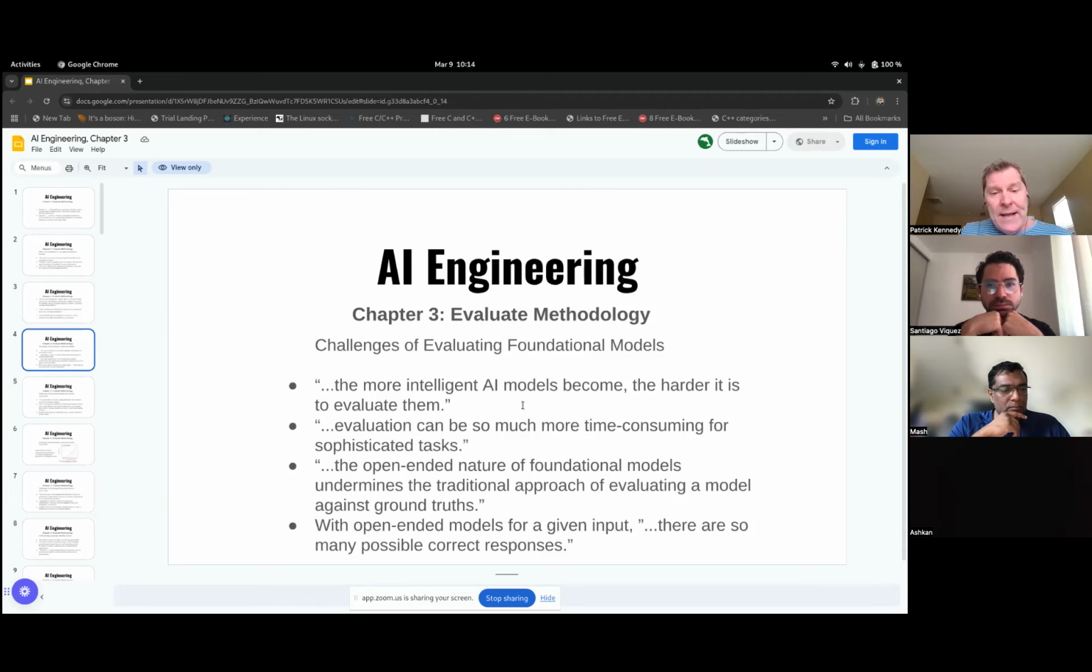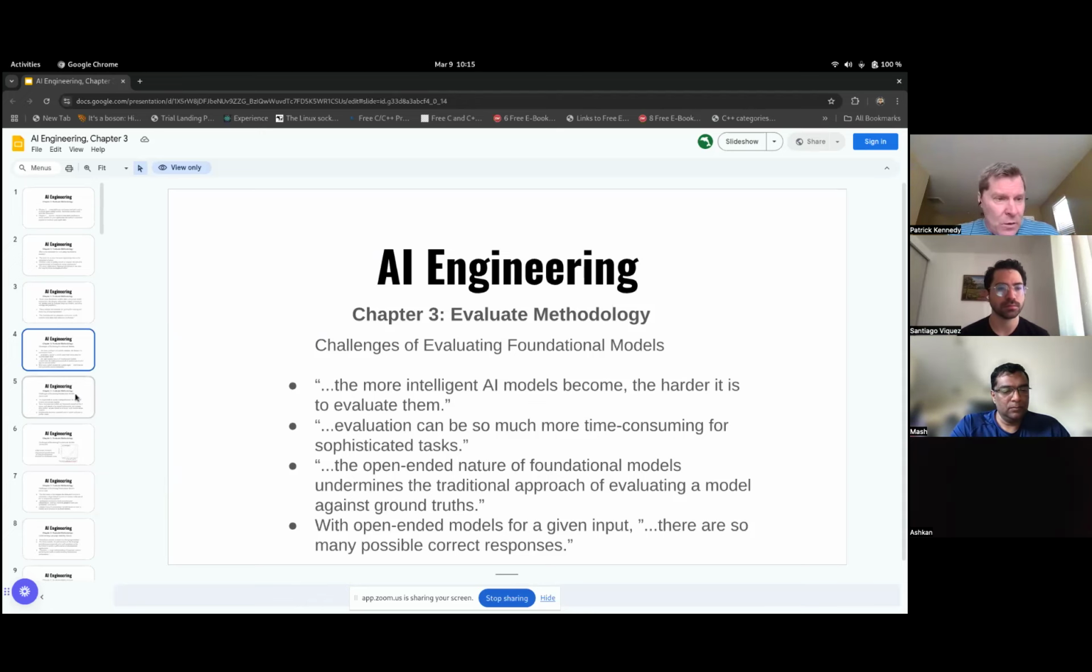Instead, you could do that, but then you have to do that a million times. It doesn't become feasible. That's the problem with the open-ended nature of foundational models. And so we'll have more challenges evaluating it because we don't have a simple model with just a few ground rules. It's much more sophisticated. For open-ended models, for a given input, there are so many possible correct answers.